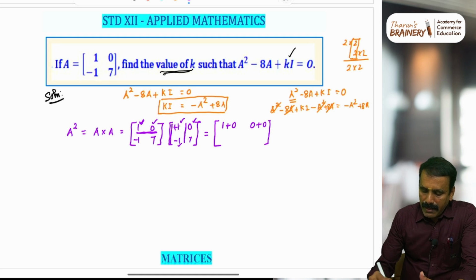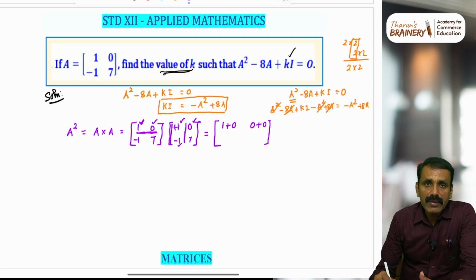So we have multiplied the first row element with both the columns. So no more columns to multiply, so we stop there. First row multiplication is over. Next, what we are supposed to do? We have to multiply the second row element with the first column and then the second row element with the second column. So we multiply the second row with the first column.